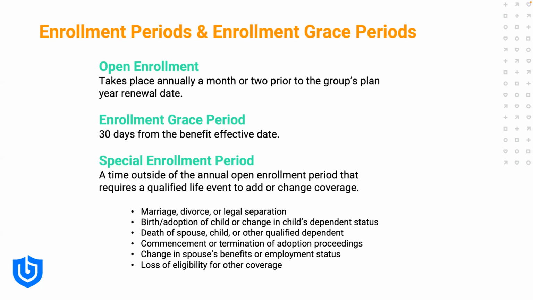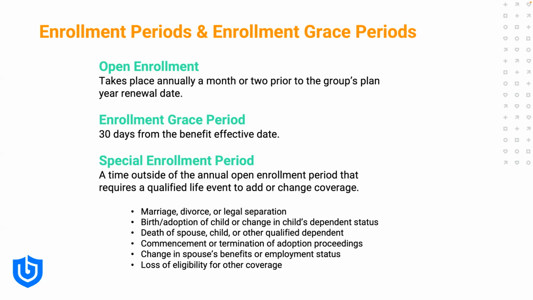There is a 30-day grace period from the benefit effective date of April 1st in which this employee can still enroll or make changes. So that would mean their enrollment could be submitted to the carrier on April 30th with a benefit start date of April 1st.